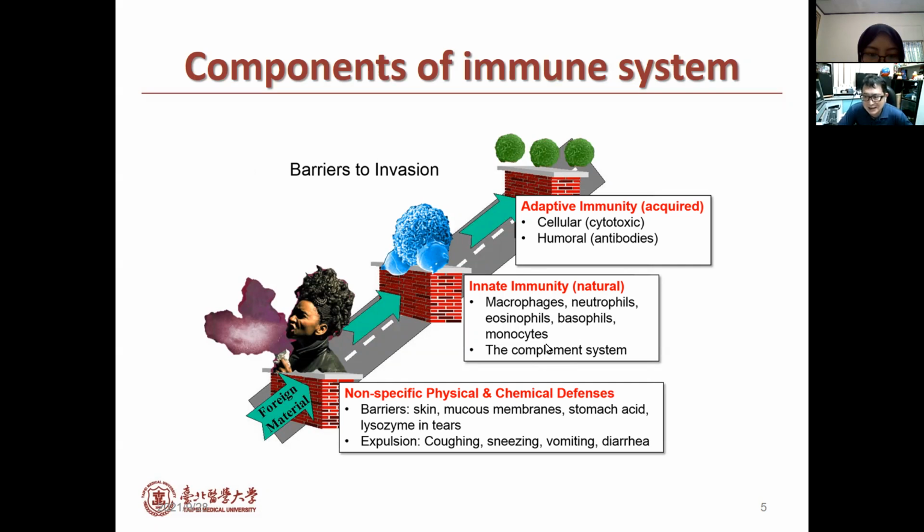What does innate mean? It won't change with time. They always have the same, identical capability. They don't have memorization. They can't memorize whether this enemy came here before or not. They include a couple of different types of leukocytes, for example neutrophils, macrophages, eosinophils, basophils, and monocytes. Besides that, there is another set of proteins which is excreted from the liver.